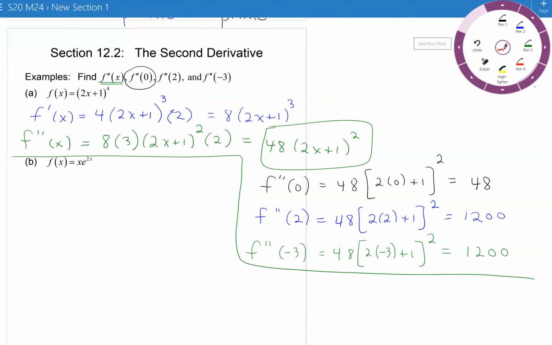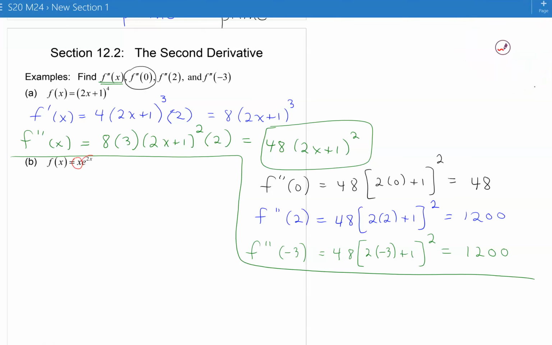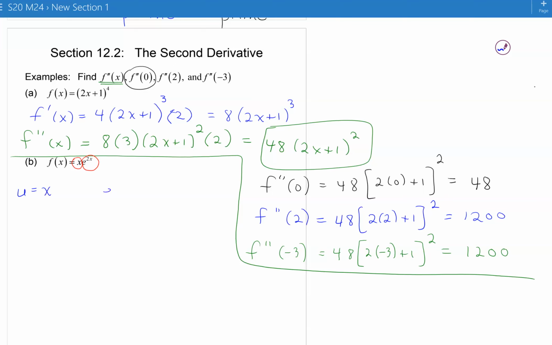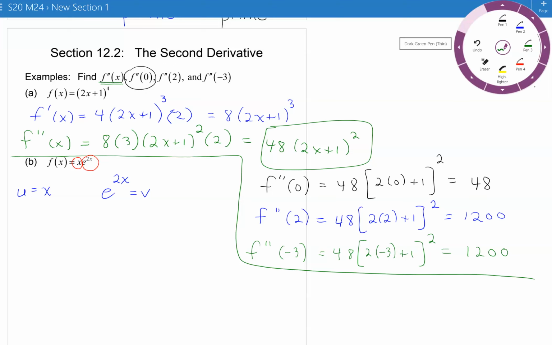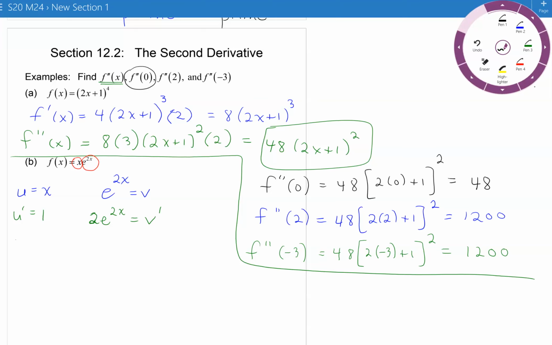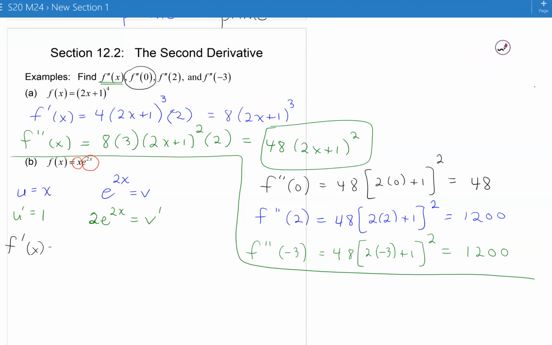So now let's look at b and notice that it's a product. It's a product of two functions. So we have the first function is the x, and the second function is the e to the 2x. So I'm going to need the product rule, and u prime is going to be 1, and v prime is going to be 2e to the 2x. So my first derivative is going to be e to the 2x plus 2x e to the 2x.